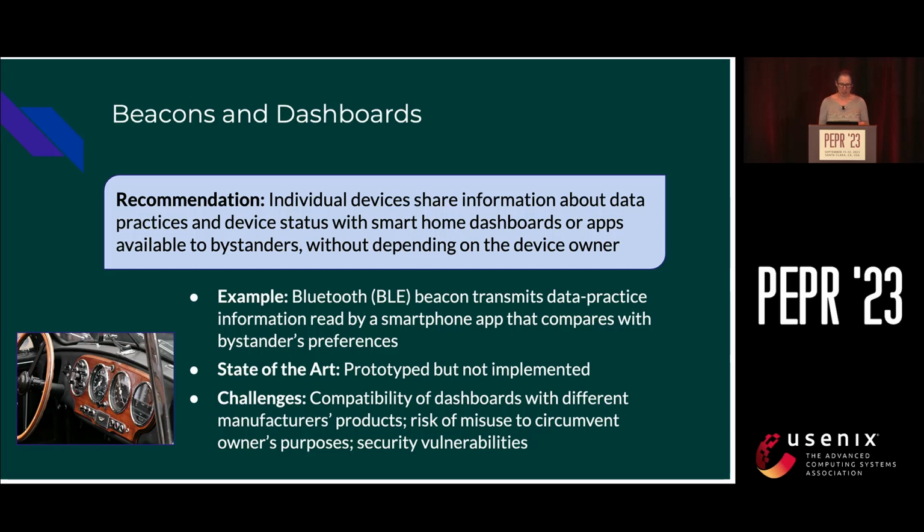So for example, researchers have proposed ways that devices could share information about data practices and usage status directly with the bystanders, not relying on the user via smart home dashboards or apps. For instance, a Bluetooth low energy beacon could transmit information about device status that could be viewed on an app by someone logged into the home Wi-Fi. A potential app could also compare the data practices with the user's preferences and potentially even facilitate a negotiation using a digital agent. Examples of status beacons and dashboards have been prototyped, but to my admittedly limited knowledge, have not been implemented commercially.